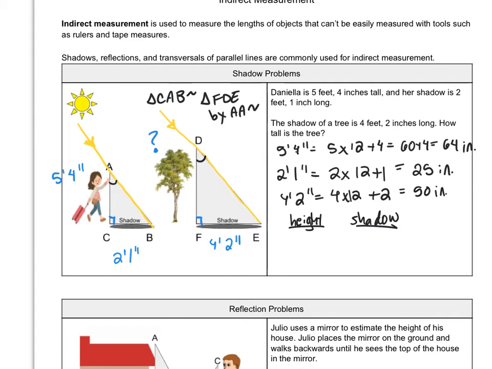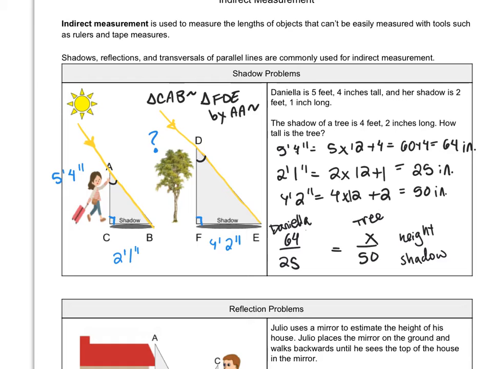So now let's write a proportion comparing the heights and the shadows of these objects. So I've written this proportion here, and this one's actually pretty easy to solve. It's because I know 25 times 2 is 50. That means I can just multiply 64 times 2 to find the height of my tree. So now I can tell that my tree is 128 inches tall, because 64 times 2 is 128.